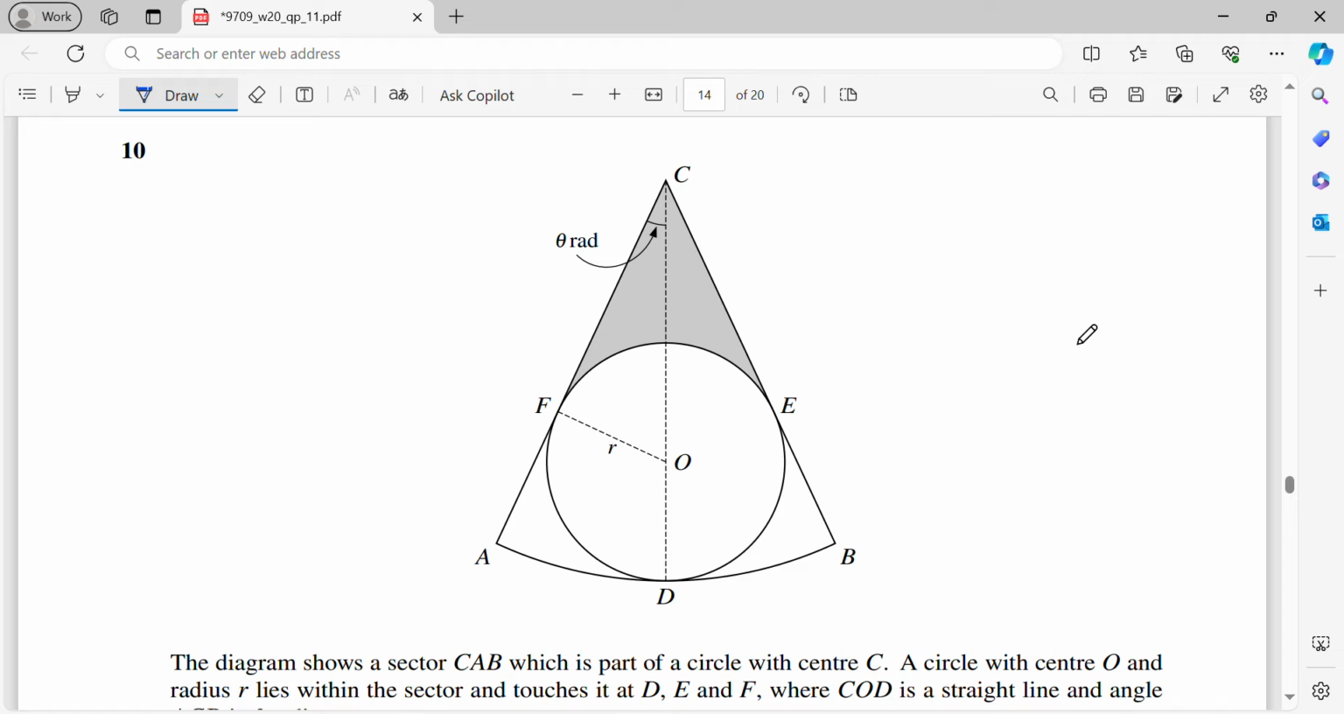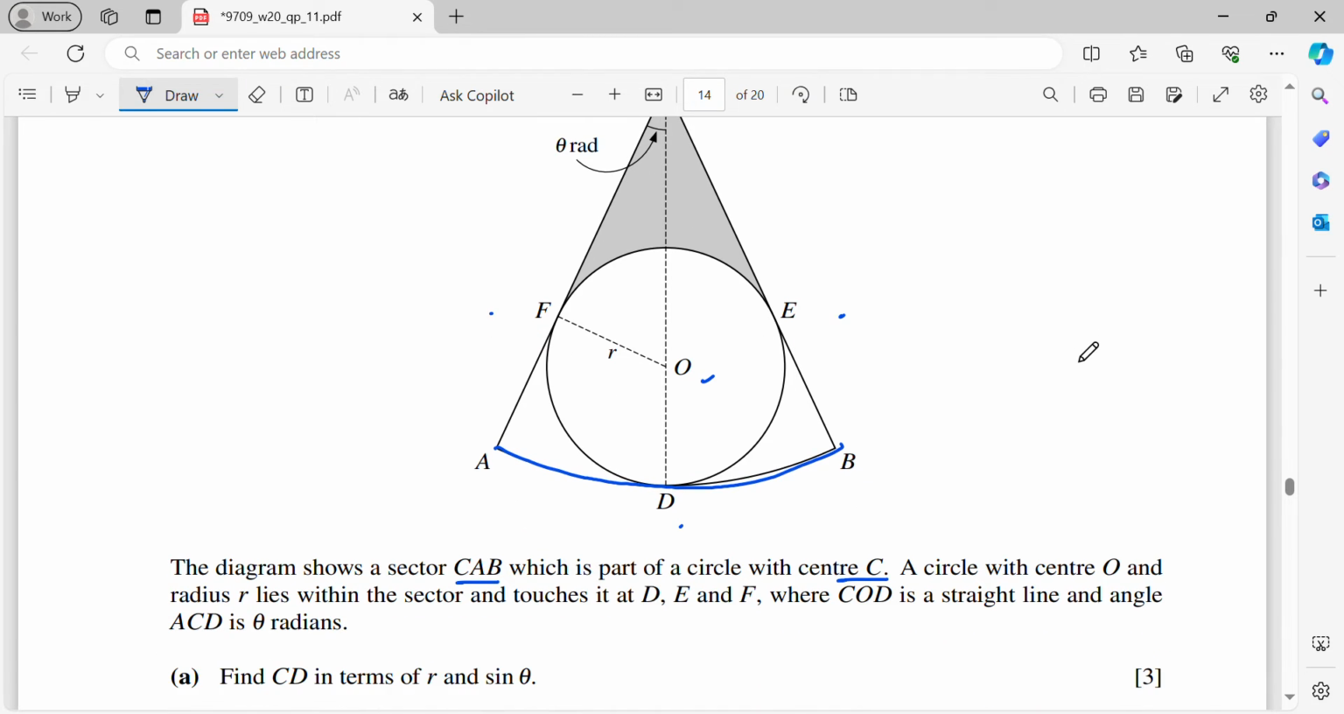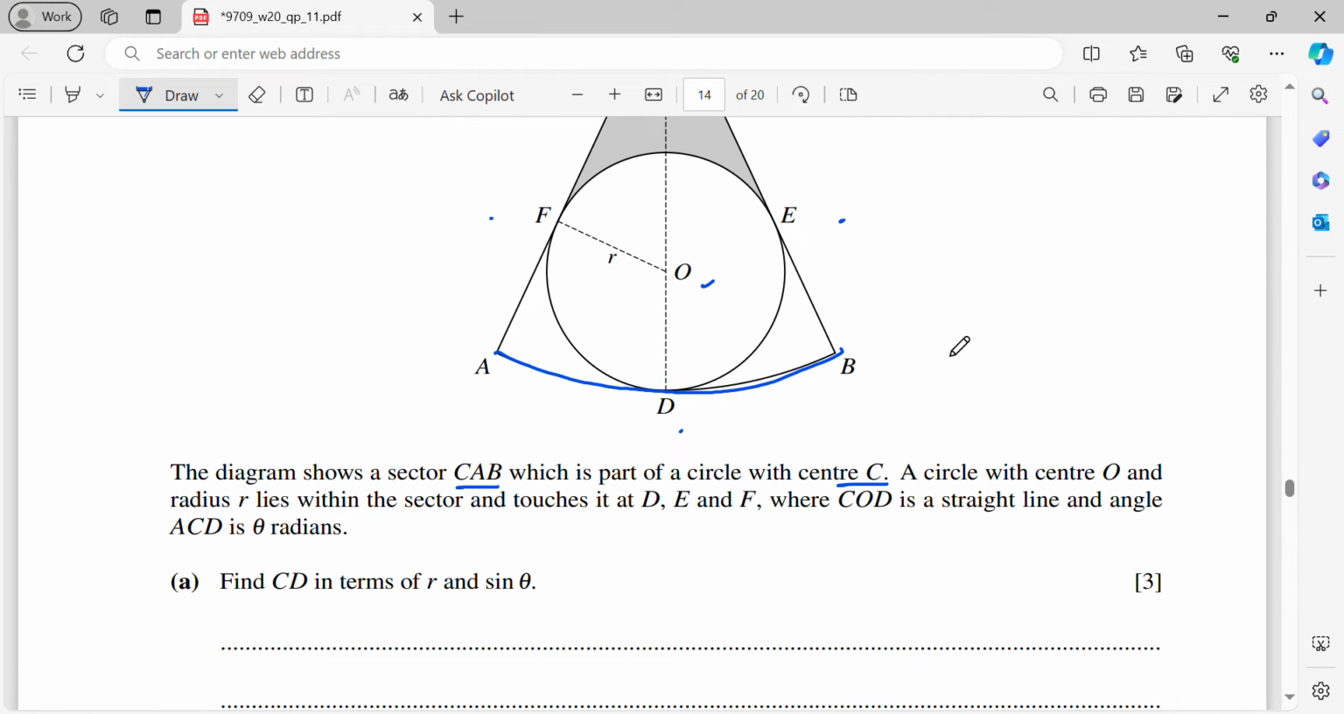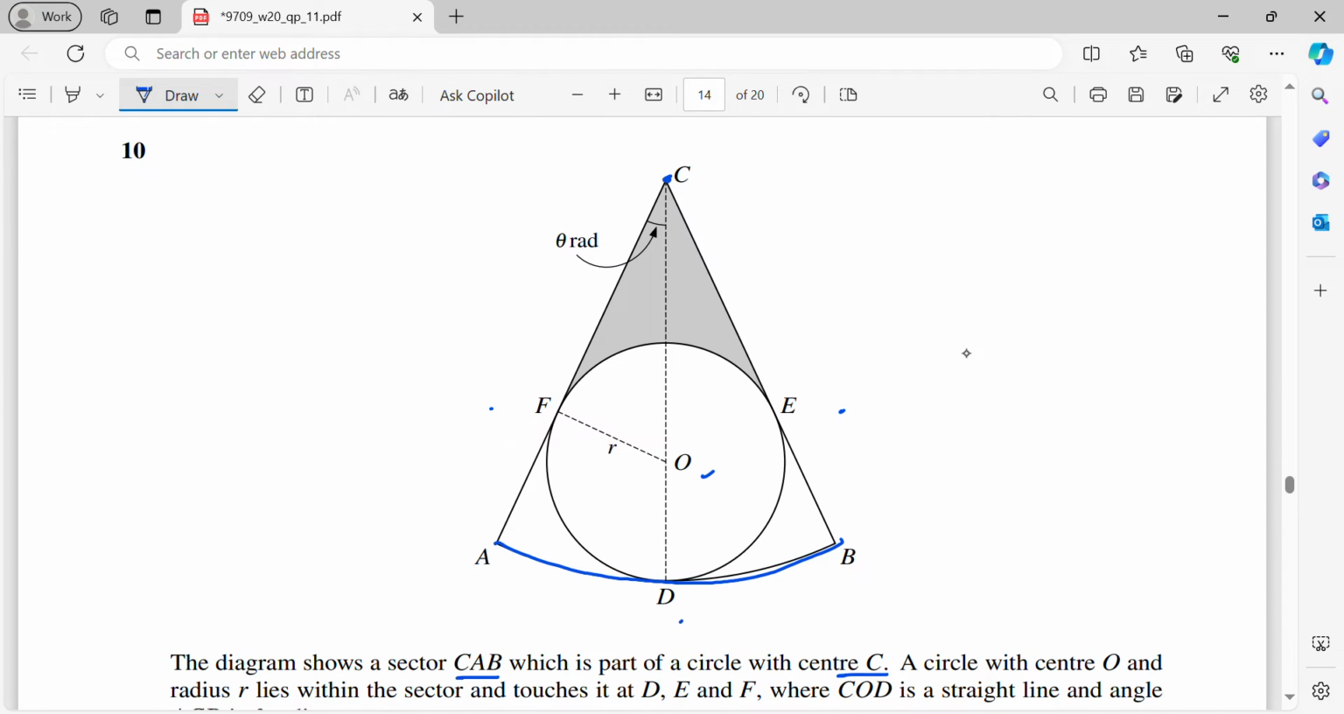Right, now question number 10. The diagram shows the sector CAB, which is a part of the circle with center C. Okay, CAB, that means this is the sector with center C. A circle with center O and radius R lies within the sector and touches it at D, E, F, where COD is a straight line, and the angle ACD is theta. Now find CD in terms of R and sine theta. CD is this straight line.